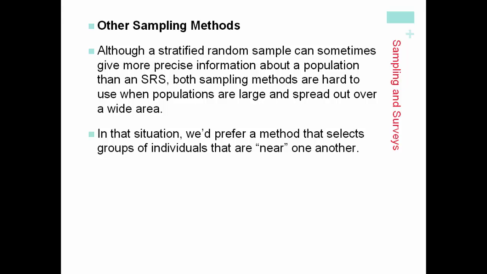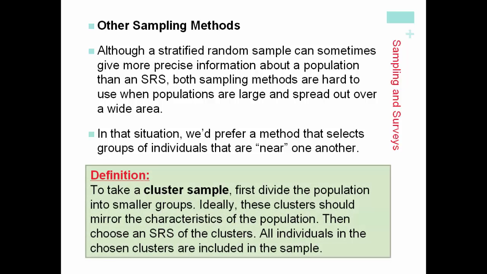Although a stratified random sample can sometimes give more precise information about a population than a simple random sample, both sampling methods are hard to use when populations are large and spread out over a wide area. In that situation, we prefer methods that select a group of individuals near one another.